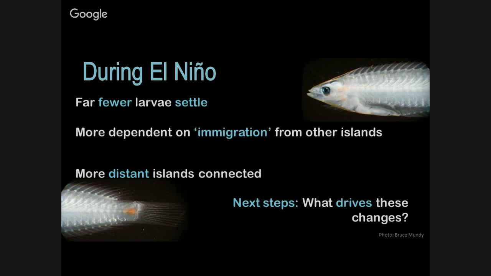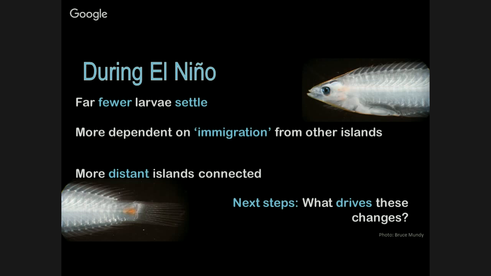And with climate change, researchers are expecting more and more frequent events. So that's something to maybe keep in mind when we design reserves for the future. We also know that a lot of these populations have a harder time with self-recruitment during El Nino. So they're more dependent on influx of larvae from other islands and other sites. They're not as able to self-sustain or produce enough young to keep the population the same size.